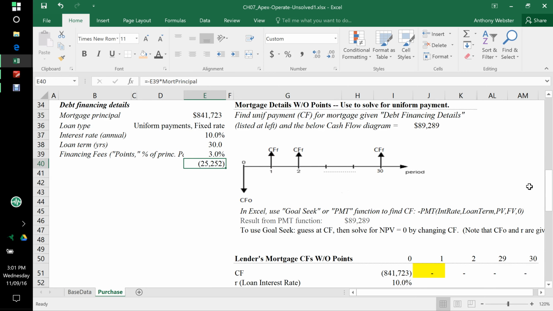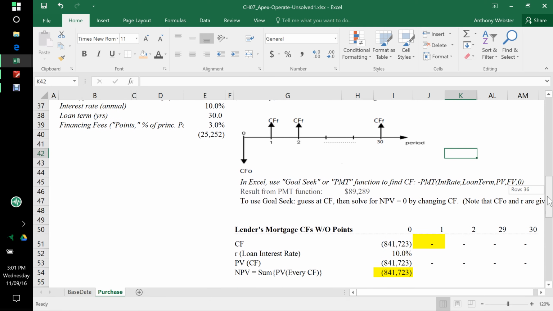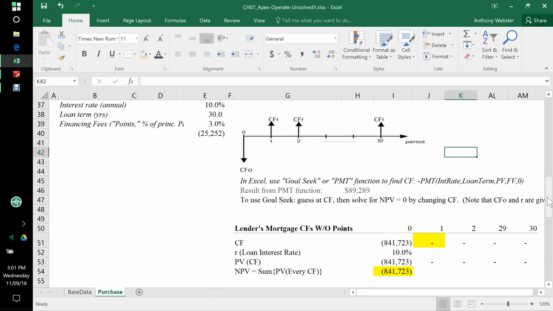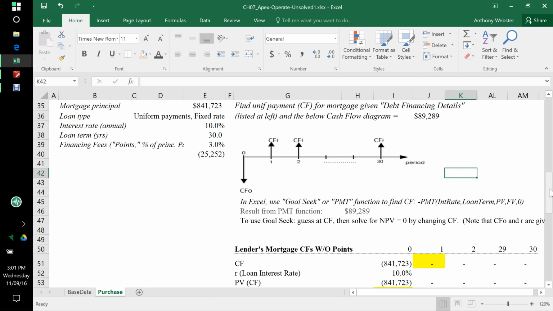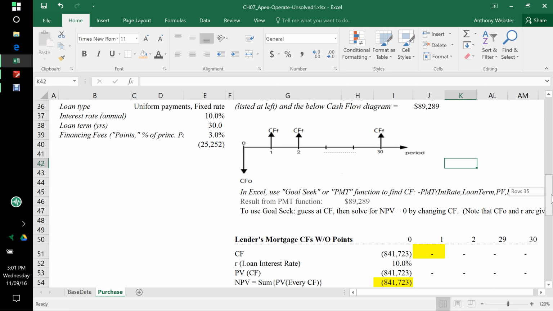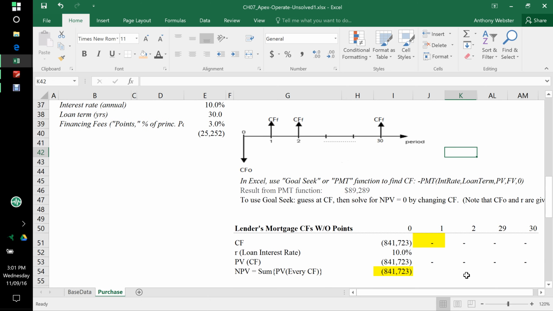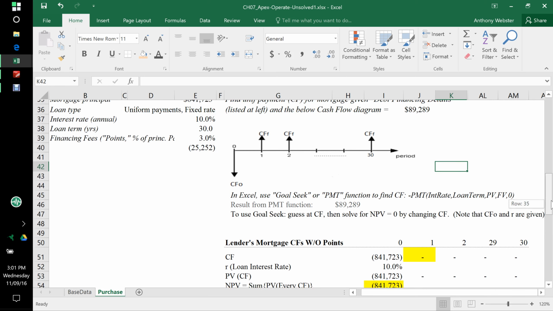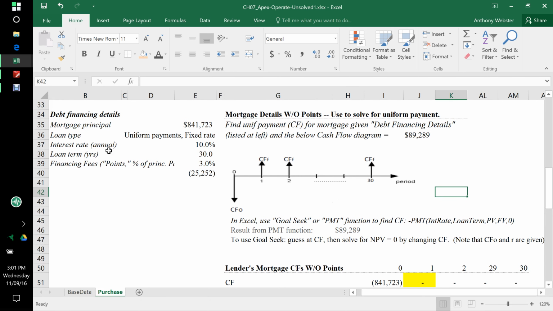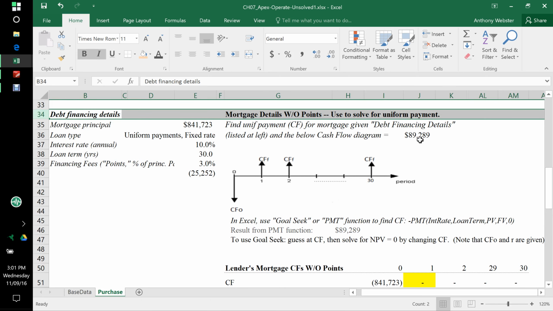What's the uniform payment? Okay, so thing number one to know about finding the uniform payment, you always want to find out the uniform payment without considering any points or fees, beginning fees or points, back-end fees, anything like that. We just want to use all the loan information with no fees at all. So that's what I'm concentrating on here, starting in row 34. Okay.